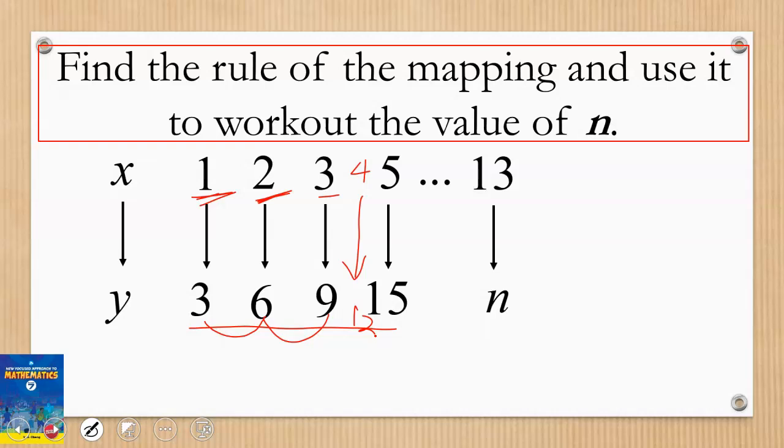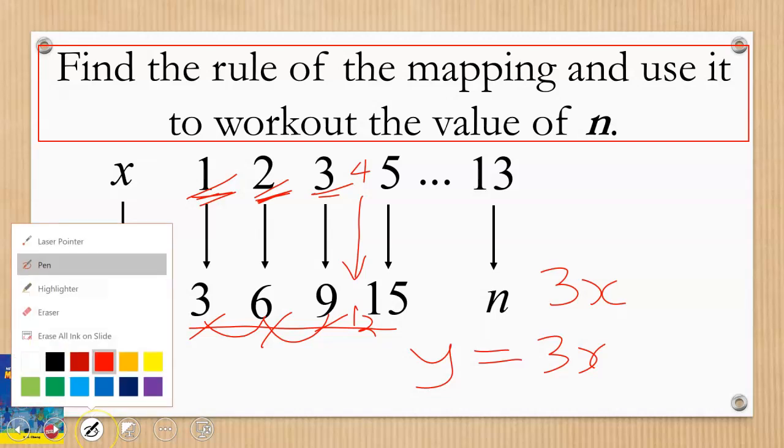Okay, so the rule is, let's say, if I multiply 3 by x, I'll get the first one. 3 times 1 will give me 3, 3 times 2 will give me 6. So it means that if I multiply 3 by x, I get a y. So therefore y is equal to 3x, and that becomes the rule. Okay, so if that is the case, what will be the value of n?